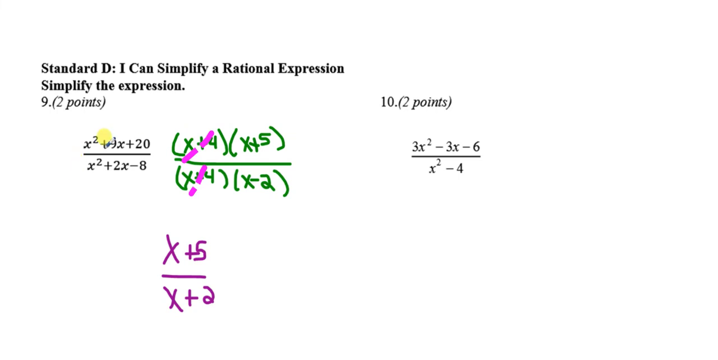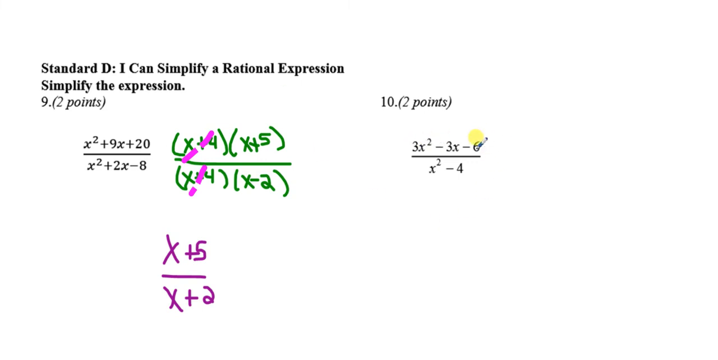But just keep in mind that each parentheses, x plus 4, is a factor. It's a single term. So there's no crossing off x squared. That doesn't work out. And if you put in numbers for x, you can tell it doesn't work. But if you factor it, both of these have an x plus 4 in it.